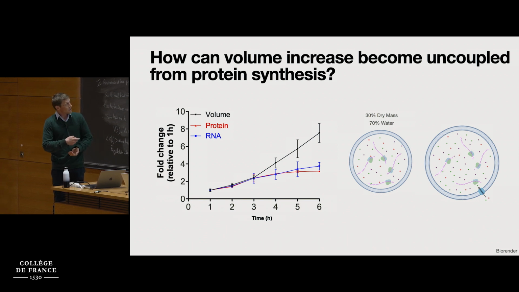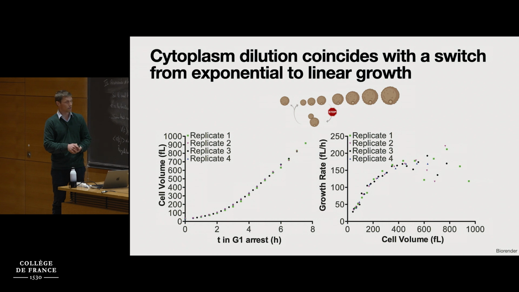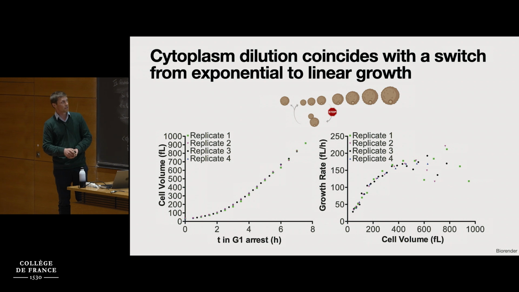So when we analyzed these growth curves in these long G1 arrests a little closer, we actually noticed an interesting transition that occurs just at the point where RNA and protein synthesis become uncoupled from volume increase. Okay? And this happened around 2-3 hours after cells were in these long G1 arrests. And what you can see here is that cell growth changes from what looks like an exponential curve into a perfectly linear curve. So over here you have the growth versus the cell volume, and you see that at first growth is exponential, and then it switches to a linear curve.